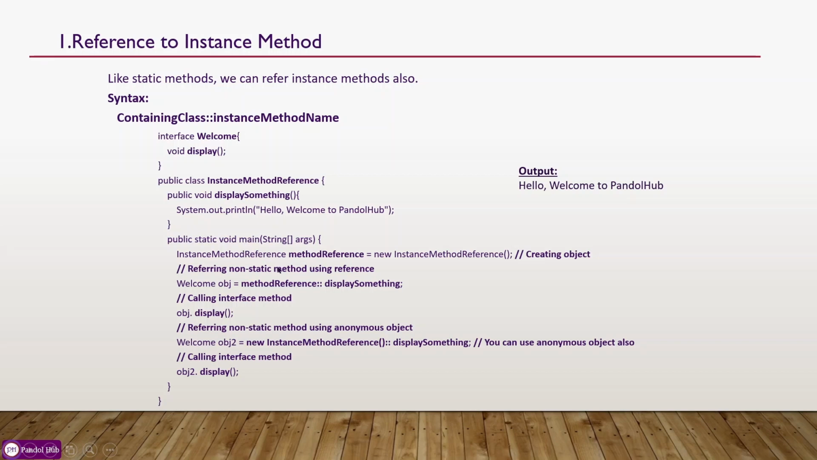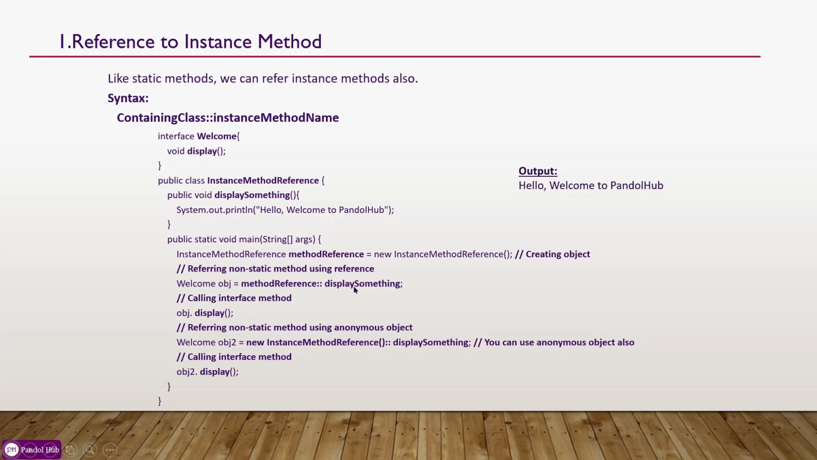In the main, we are creating an object for this InstanceMethodReference, and we are referring to a non-static method using a reference. An instance method is a method which can be called using the class objects. So here we have the object, that is the class reference object, colon colon, followed by the method.